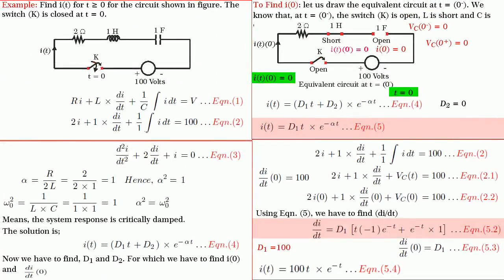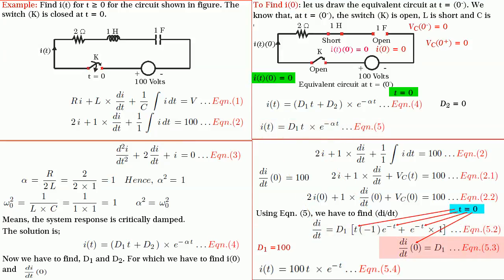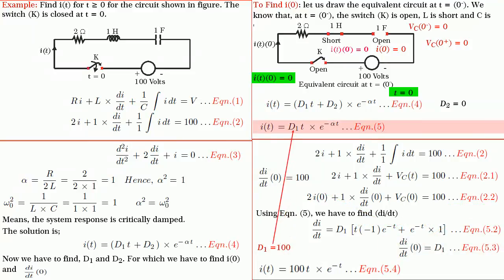By finding di/dt, we get di/dt = d1 [t times minus 1 times e^(-t) + e^(-t) times 1]. Let it be equation 5.2. At t = 0, we get di/dt at 0 is equal to d1, so that by equating the results, we get d1 = 100. Hence, by substituting d1 in the equation of i(t), we get i(t) = 100 t e^(-t). Let it be equation 5.4. And friends, this is the complete solution for i(t).